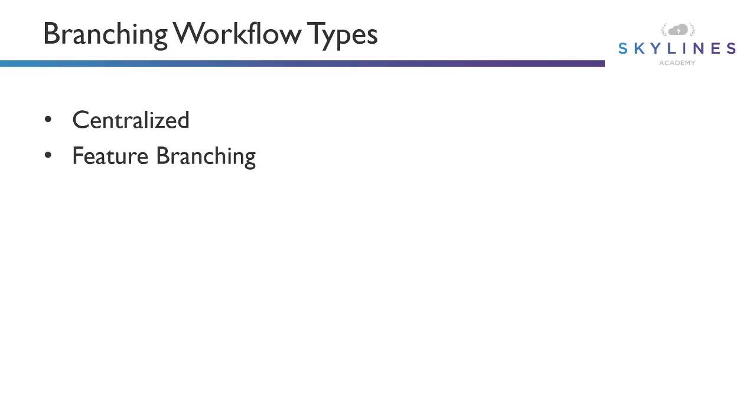Feature branching is where all feature development takes place in a dedicated branch instead of the master branch. This encapsulation makes it easy for multiple developers to work on a particular feature without disturbing the main codebase. It also means the master branch should never contain broken code, which is a huge advantage for continuous integration environments.